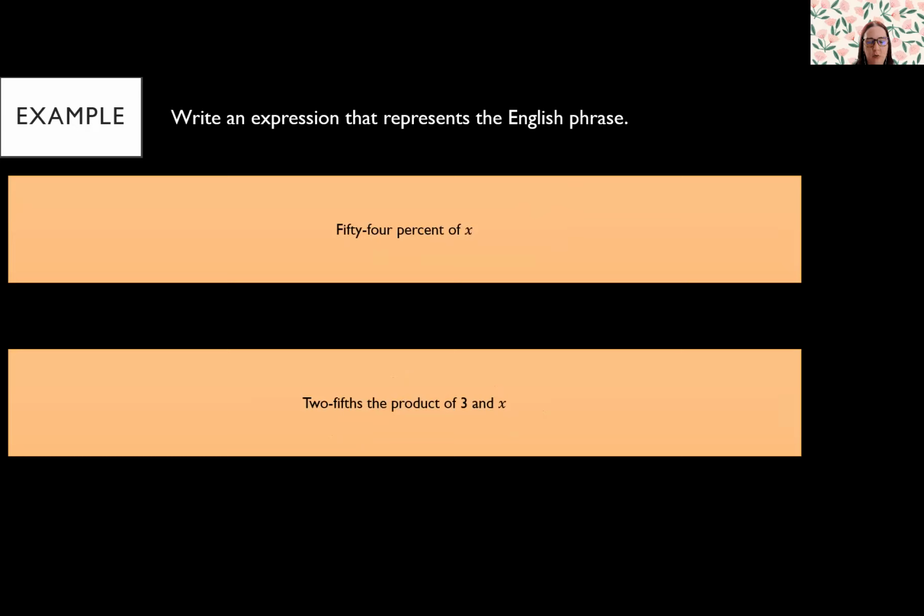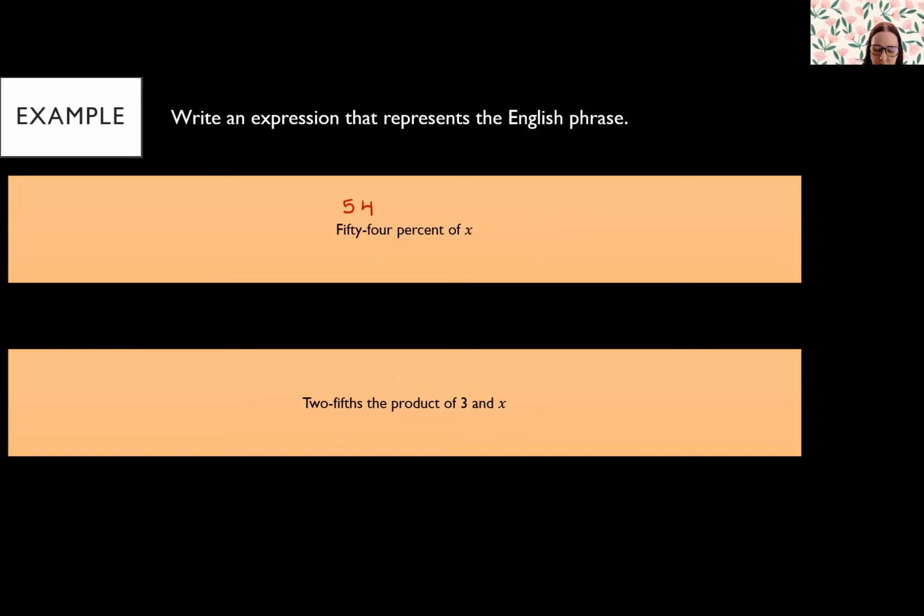Okay, so a couple more here. We've got 54% of X. So this is starting to get into the kind of problems that you'll see in real life. You've got percentages. So if I read this in order, I've got 54.